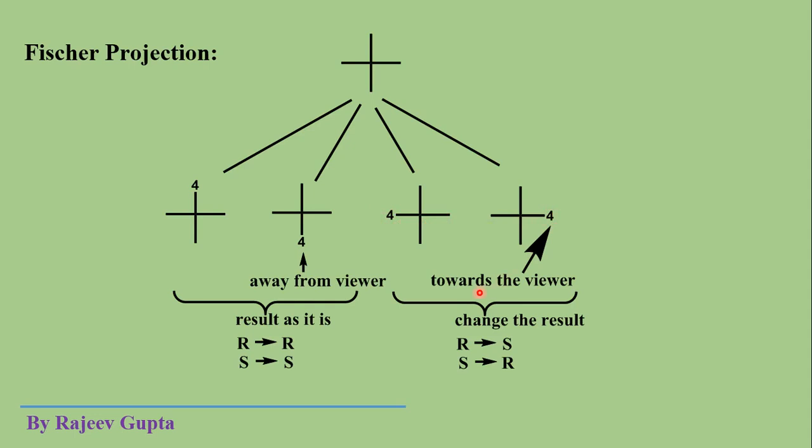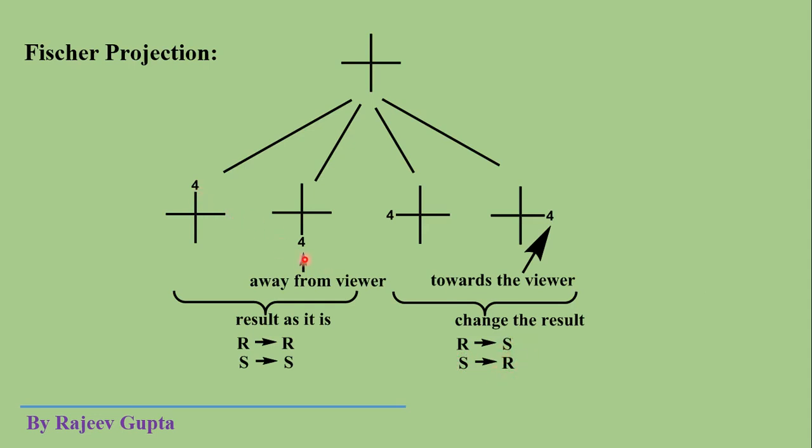But if the lowest priority group, the fourth priority group, is present on the horizontal line, then we will change the result. If we get clockwise direction of the arc, where we get capital R, then we will convert the result into S. If we get anti-clockwise movement of the arc from 1 to 2, 2 to 3, and we get S, then we will change the result and get capital R.